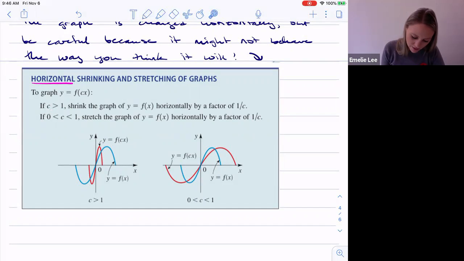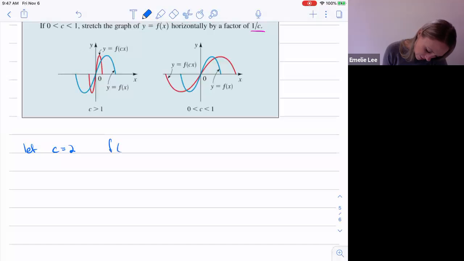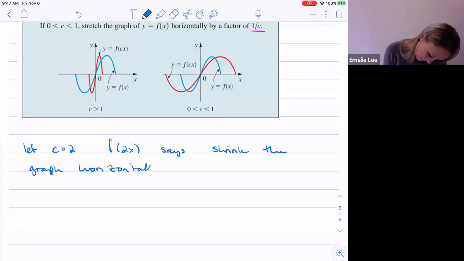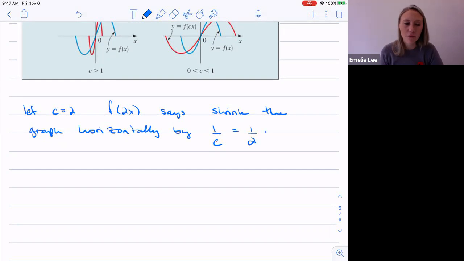So if c is greater than 1, then we shrink it horizontally by a factor of 1/c. Let's say we let c equal 2, then f of 2x says shrink the graph horizontally by 1 over c, which is 1 over 2. So shrink it by 1/2.